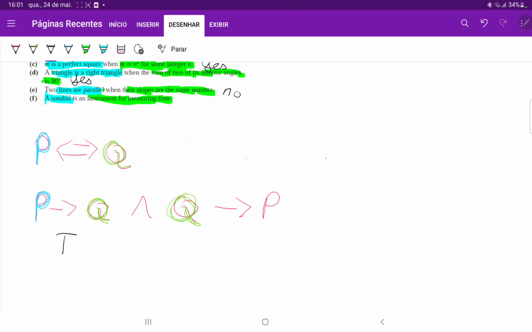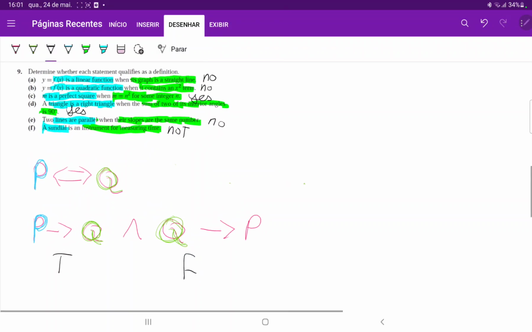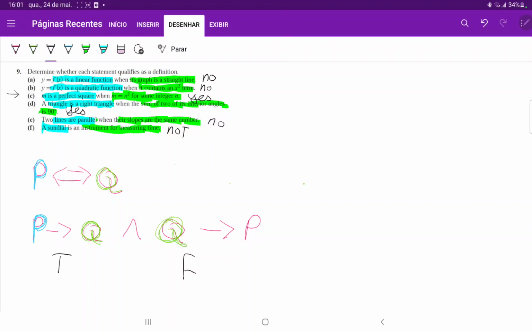However, let's look at Q. If Q, then P. So if we say that if it is an instrument for measuring time, then it is a sundial, that's not true, because we do have other instruments of measuring time, right? Like a digital clock. So it's not the case that if it is an instrument for measuring time, then it is a sundial. So this is false, and therefore we do not have a bilateral relationship, and therefore it is not a definition. So really, the only definitions that we have are C and D, because they're the only ones where we have a bilateral relationship, that if P implies Q and if Q implies P.